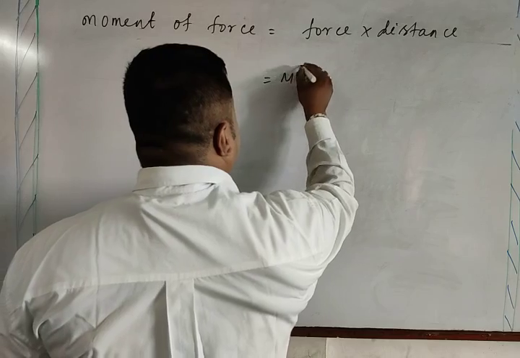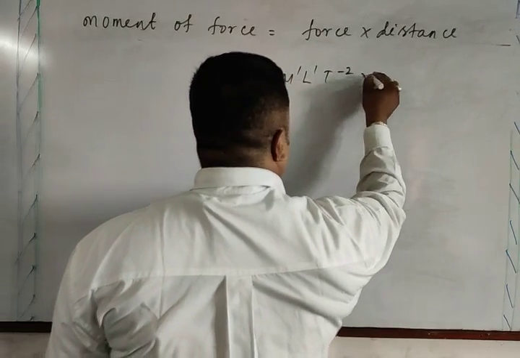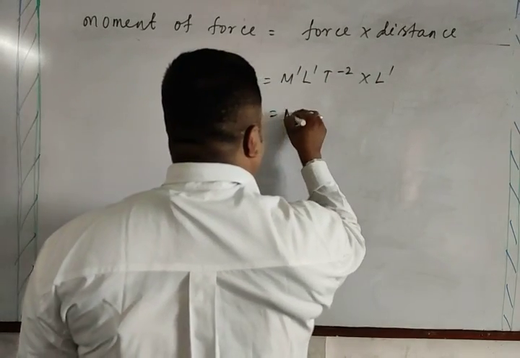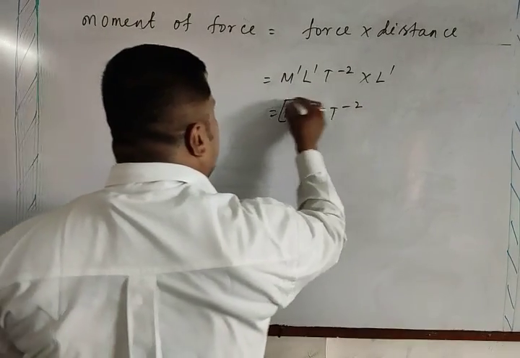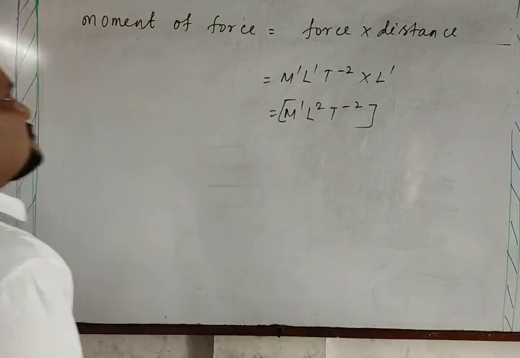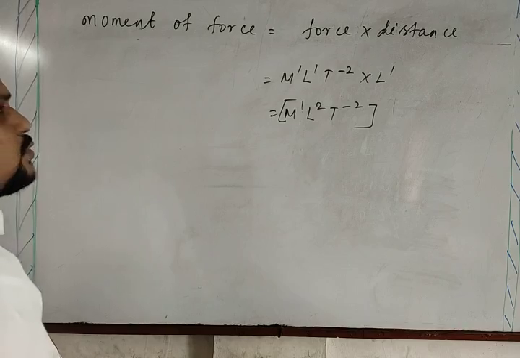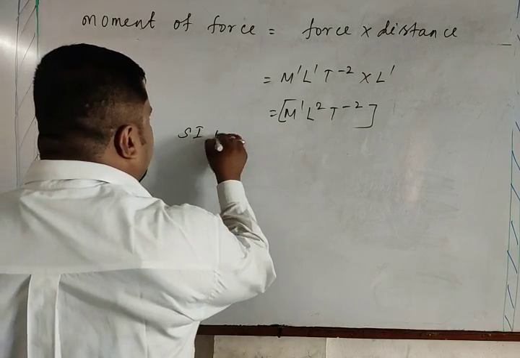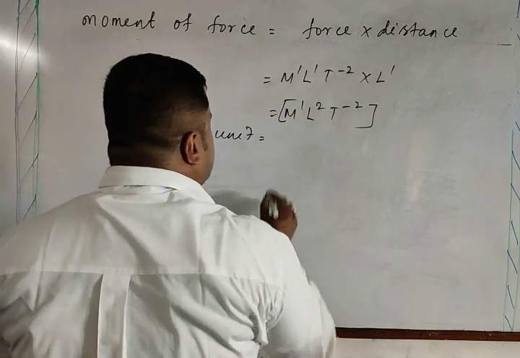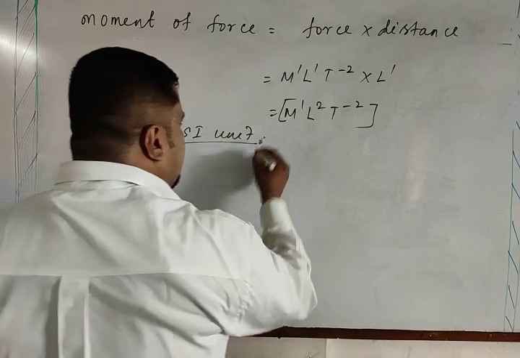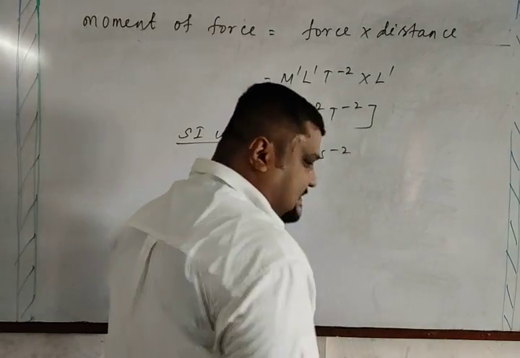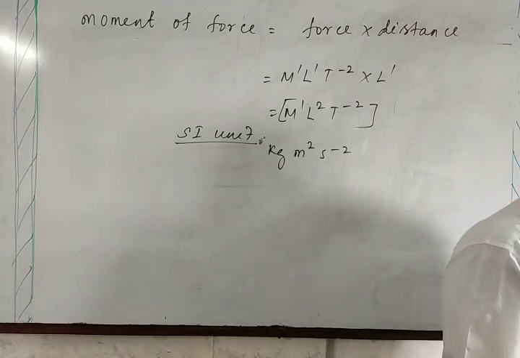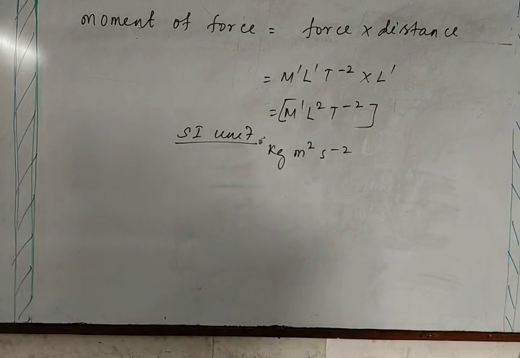So force is M1 L1 T minus 2 and distance is L1. So this is M1 L2 T minus 2. The dimension is always written in a square bracket. That is the moment of force. The SI unit is kg meter square second minus 2. This is the SI unit of moment of force.